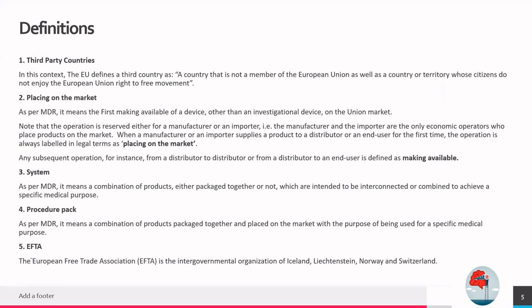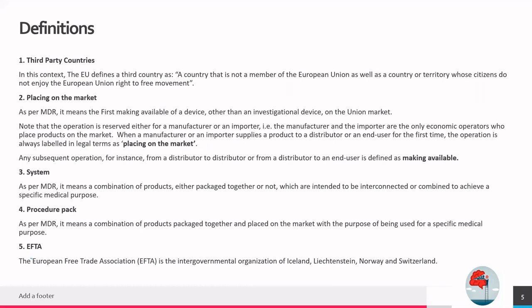When a manufacturer or an importer supplies a product to a distributor or an end user for the first time, directly to the end user if the importer or the manufacturer is supplying, or to the distributor, and then from the distributor to the end user, that is called making available. The distributor is just making the device available on the market. That is the second line of events, the second verb: making available on the market. The difference between placing on the market and making available: placing only by manufacturers and importers, making available by the distributors.